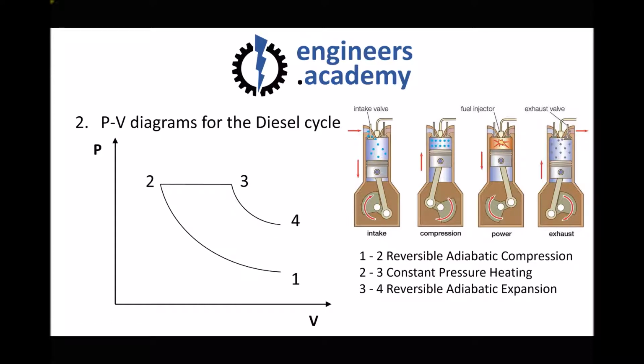The next stage then, 3 to 4, is reversible adiabatic expansion. So this is really where we're generating power. All the heating's taken place and our gas is continuing to rapidly expand, forcing the piston backwards.